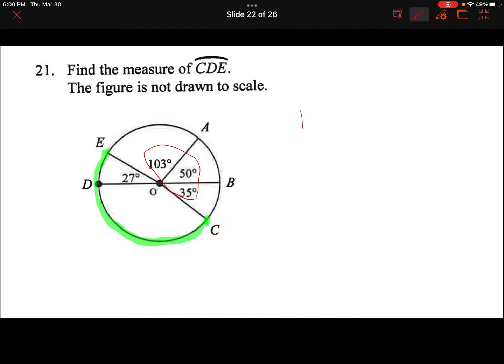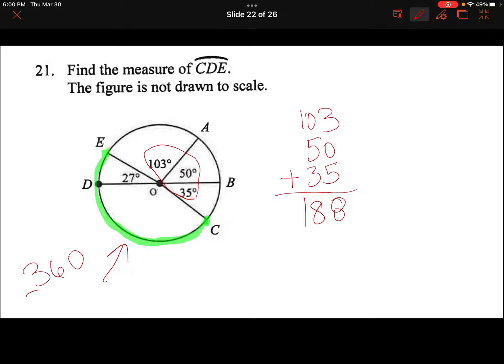All right, so I have my 103, my 50, and my 35. And that is giving me 188. So then what I'm actually looking for is going to be the rest of the circle, or 360 minus 188. So 360 minus 188 gives us 172.